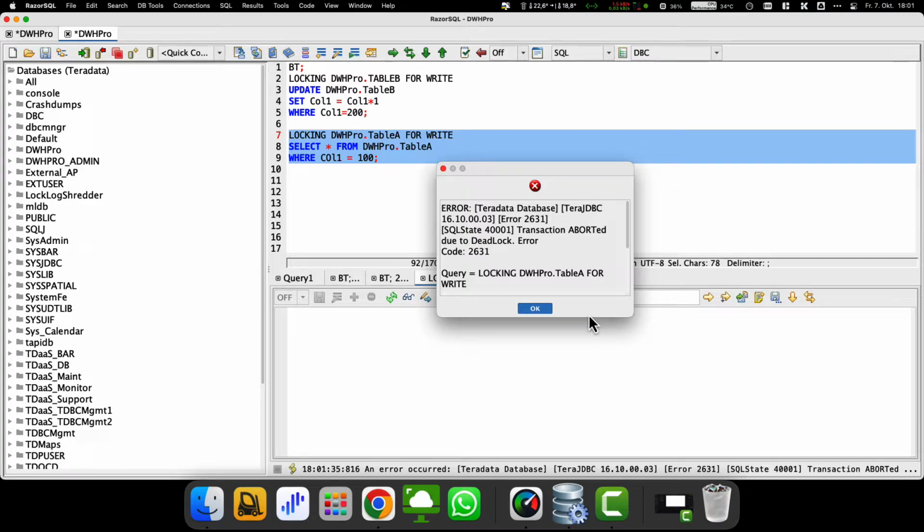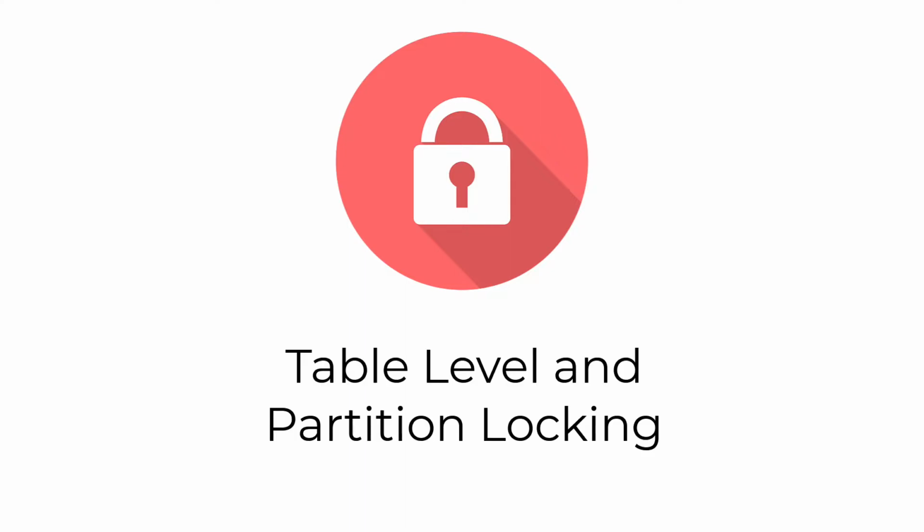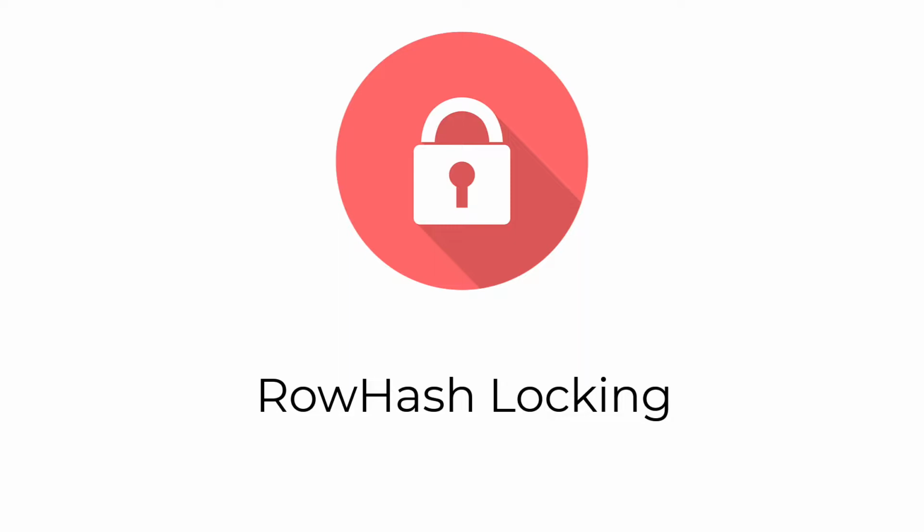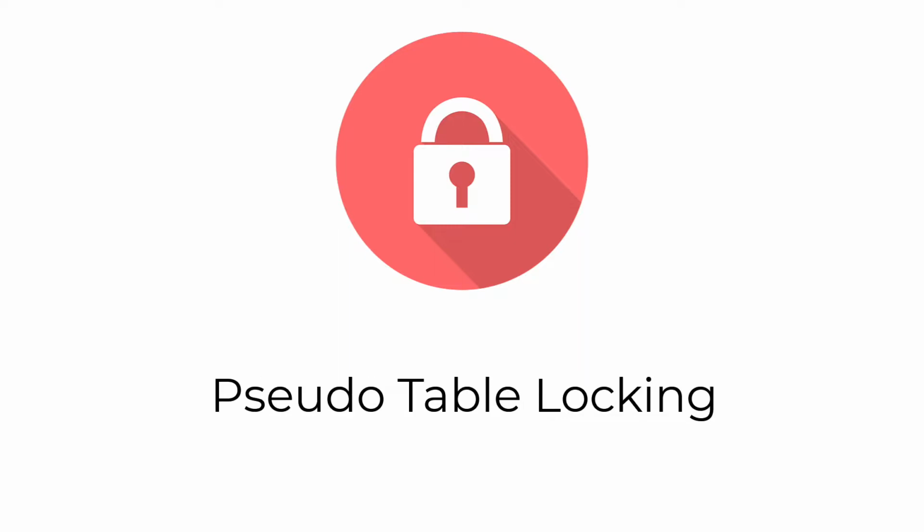I hope I showed you with this screencast how deadlocks work and how Teradata automatically detects and handles deadlocks. Luckily, Teradata uses a queuing strategy, serializing locking requests to minimize deadlocks. Table level and partition locking, a relatively new feature, are called proxy locking, and row hash locking on dictionary tables is called pseudo-table locking.